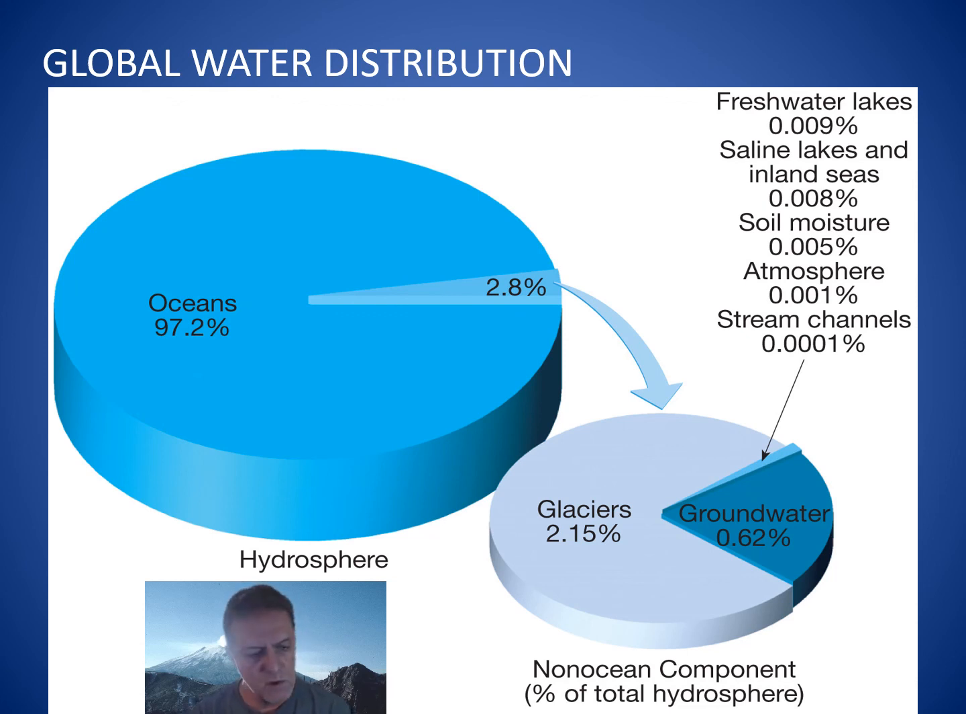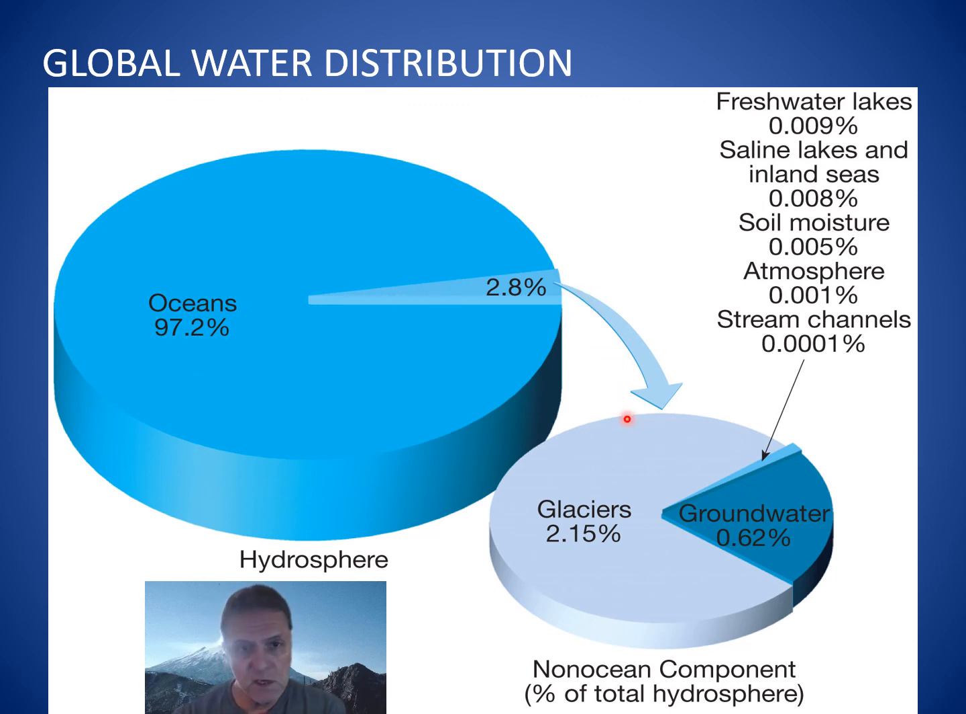Global water distribution, as you can see from this graphic, fresh water is only some 2.8% of total water on the planet. So seawater, salt water in the oceans is 97% of total global water. Only 2.8% is fresh water.